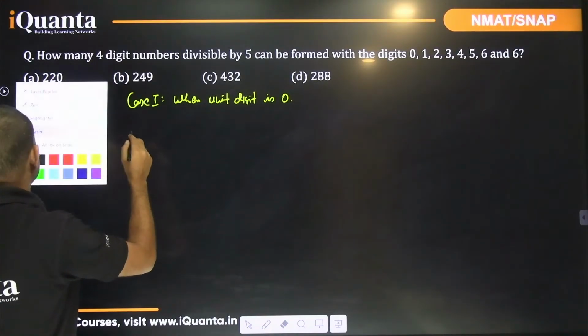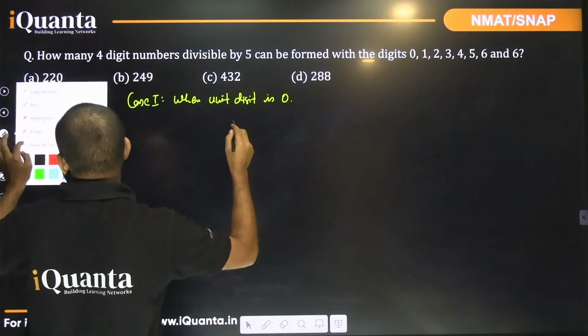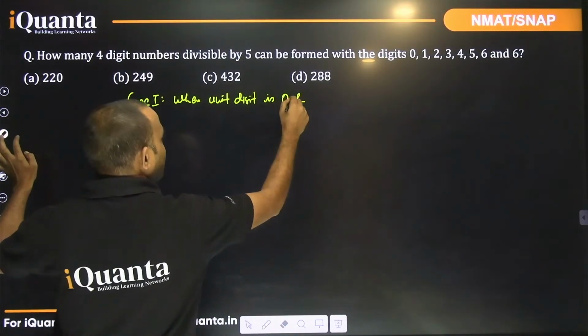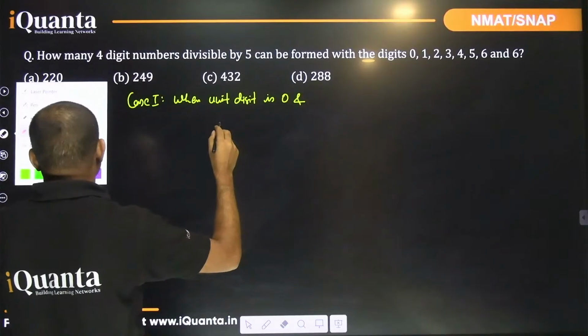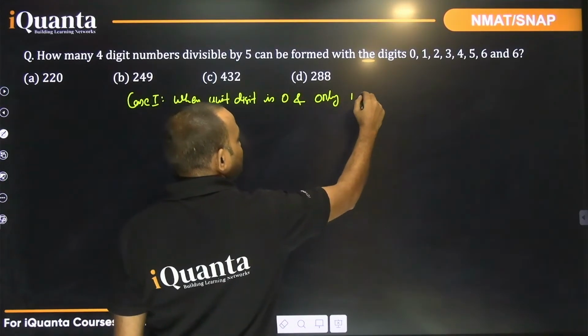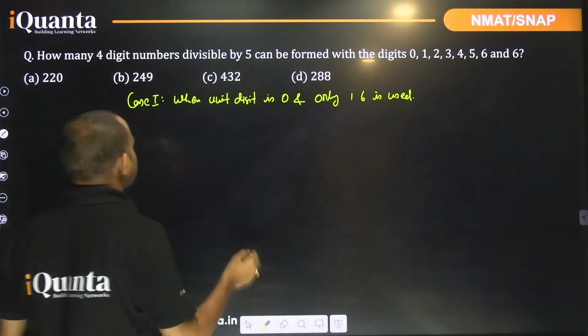As a unit digit is 0 and only one 6 is used. So what will happen in that case?